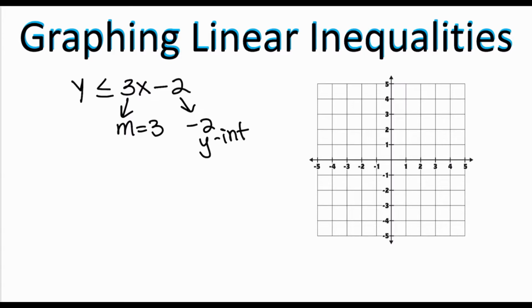So I'm going to go to negative 2, which is my y-intercept. I'm going to go up 3 over 1 because that's my slope. So from negative 2, you go up 1, 2, 3 over 1, up 1, 2, 3 over 1.